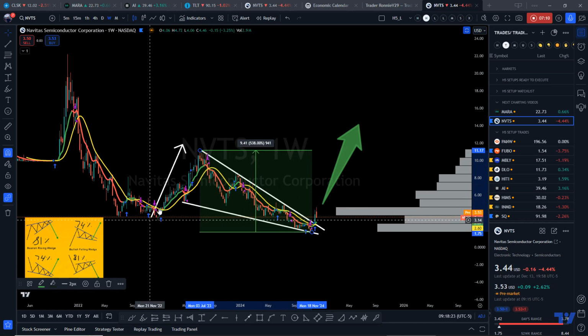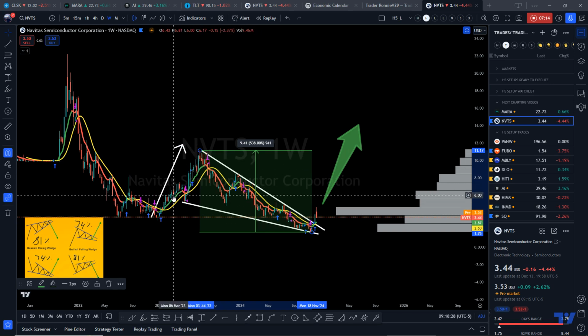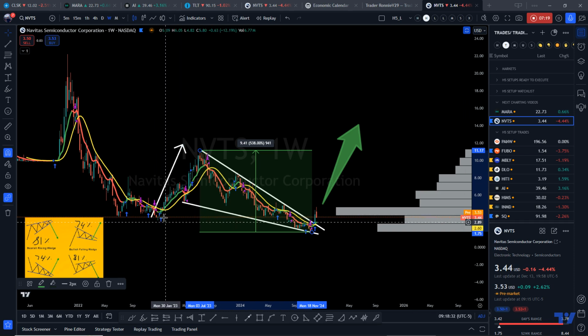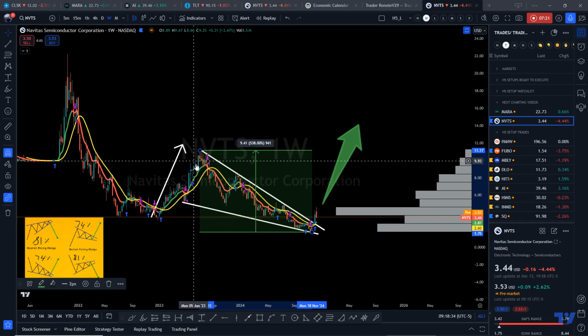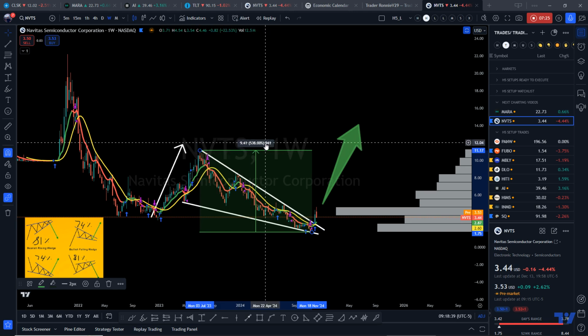You're not going to measure this pull because it's not a flag. It's not a bull flag or anything. If it was a bull flag, then I would measure down here from the flag to the top. But for wedges, I measure from the bottom of the wedge to the top of the wedge. And then you have your 941 bars.